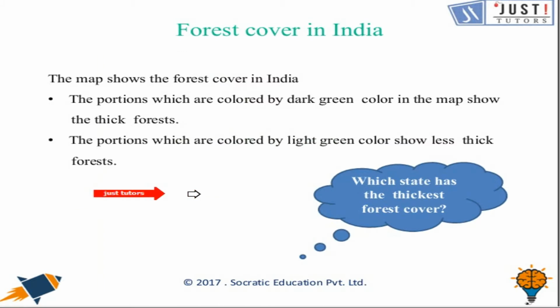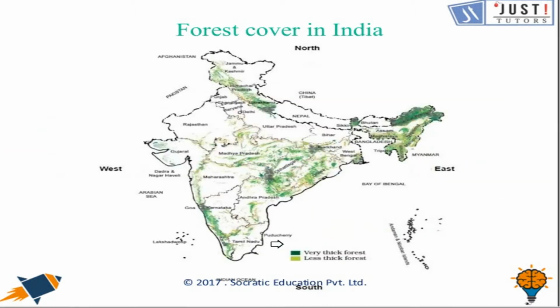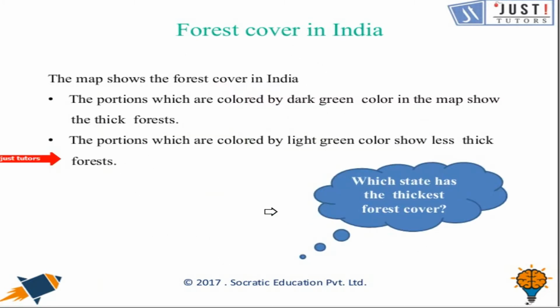And here we have one question in the bubble, and two bullet points about what the map shows regarding forest cover in India. The portion colored dark green in the map shows thick forest, and the portion colored light green shows less thick forest. So this is the meaning of the two colors here. Related to the map, we have one question, so go through this question and try to complete it.